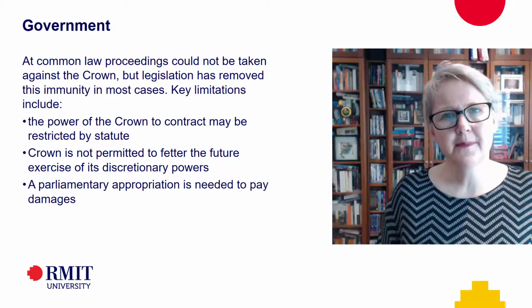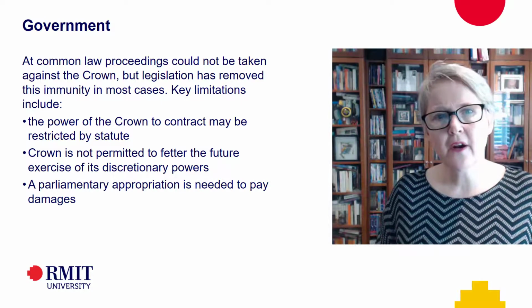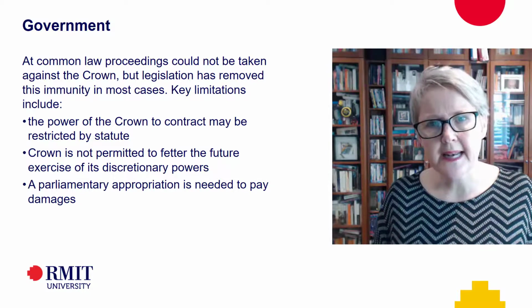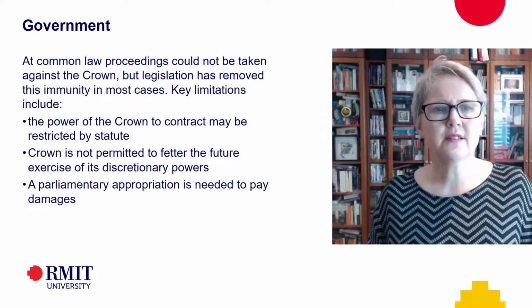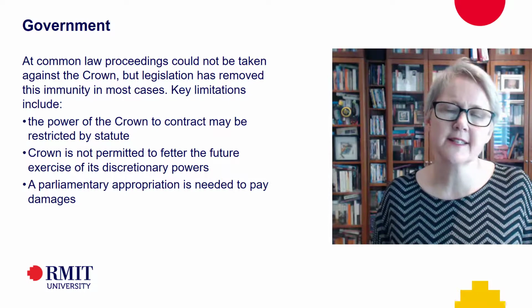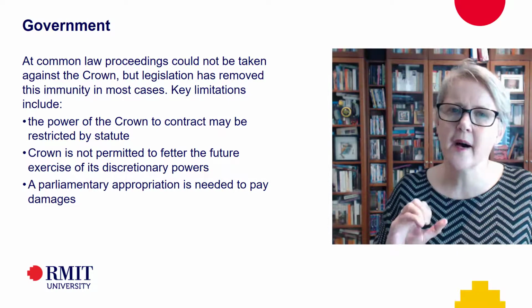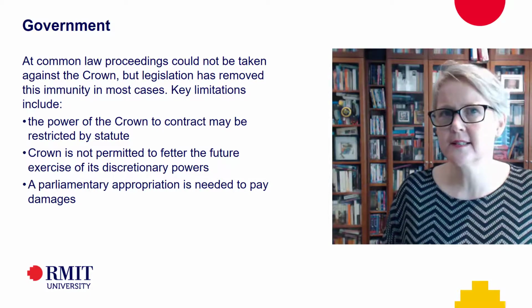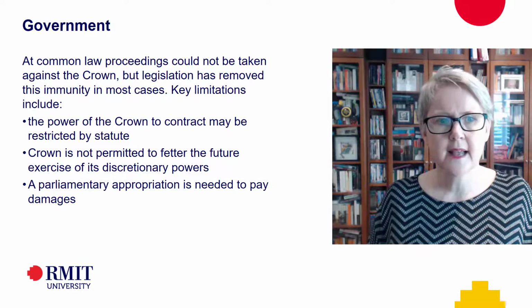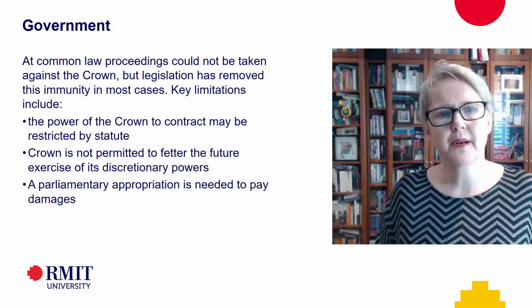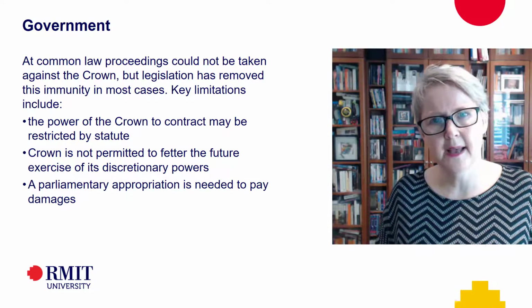There are, however, limitations. The power of the Crown to contract can be limited under statute. The Crown is not permitted to fetter a future exercise of its discretionary powers, and we saw this as part of the discussion in the Australian Woollen Mills case. And a parliamentary appropriation is needed to pay the damages.